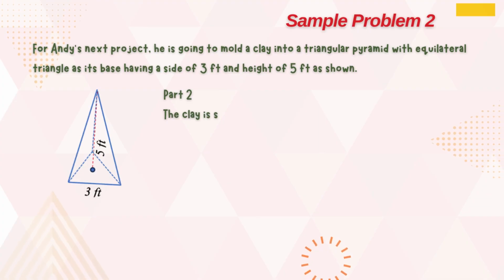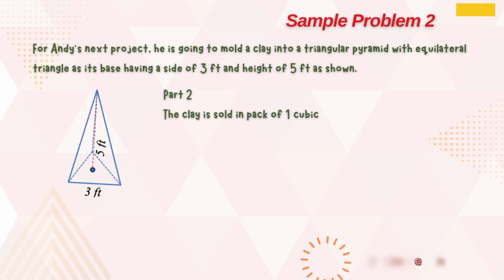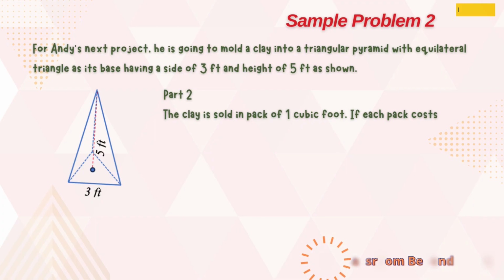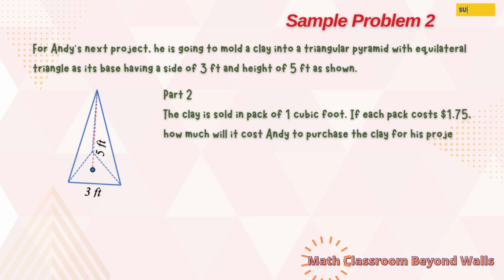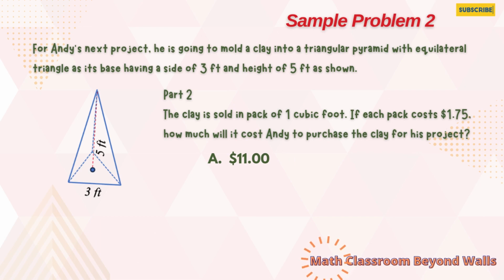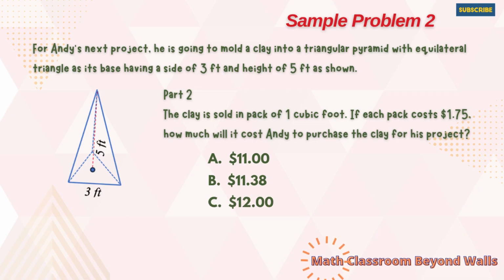Part 2. The clay is sold in pack of cubic foot. If each pack costs $1.75, how much will it cost Andy to purchase the clay for his project? Option A, $11. Option B, $11.38. Option C, $12. Option D, $12.25.